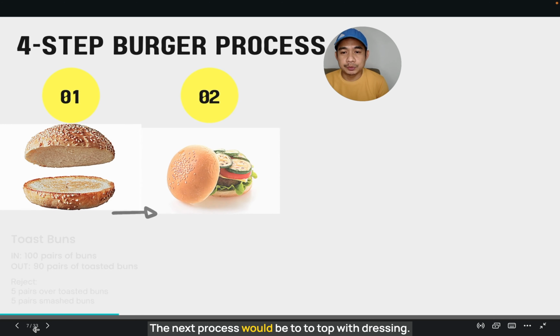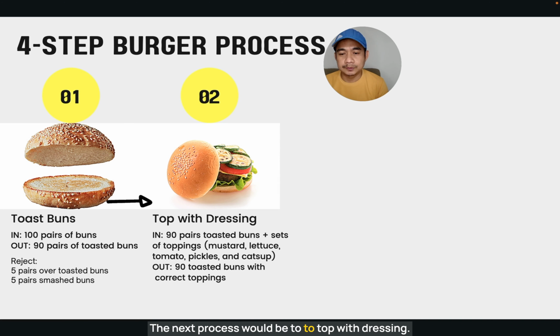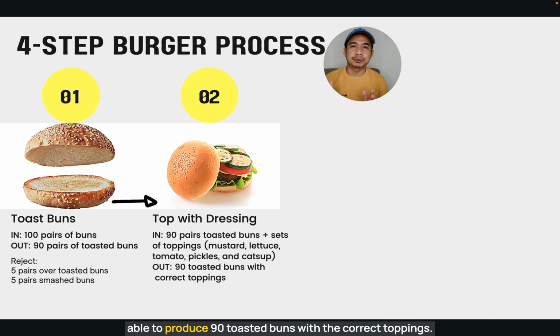The next process would be to top with dressing. Now that you have the 90 pairs of toasted buns, you have this process now to prepare the toppings. As I mentioned, the mustard, the lettuce, tomato, pickles, and the ketchup. And out of this process, we're able to produce 90 toasted buns with the correct toppings.